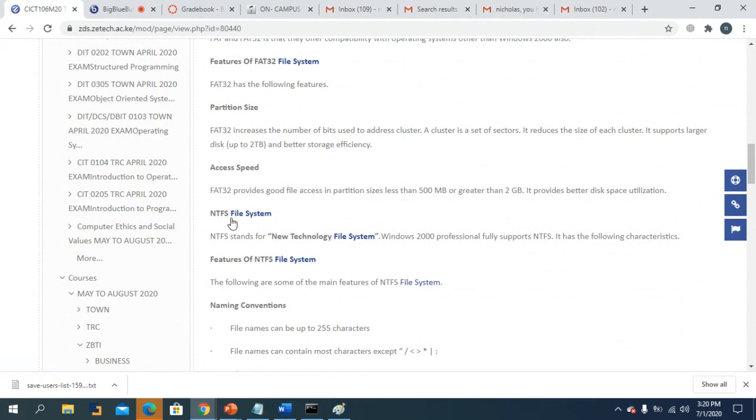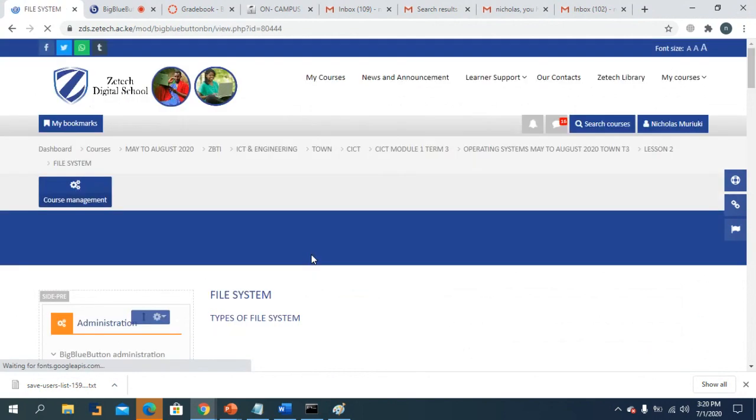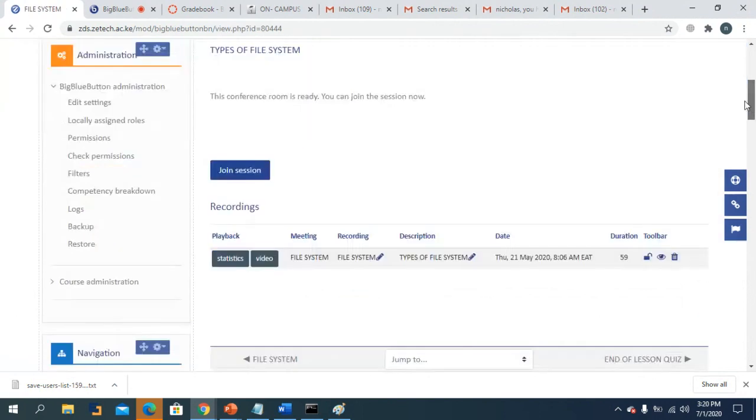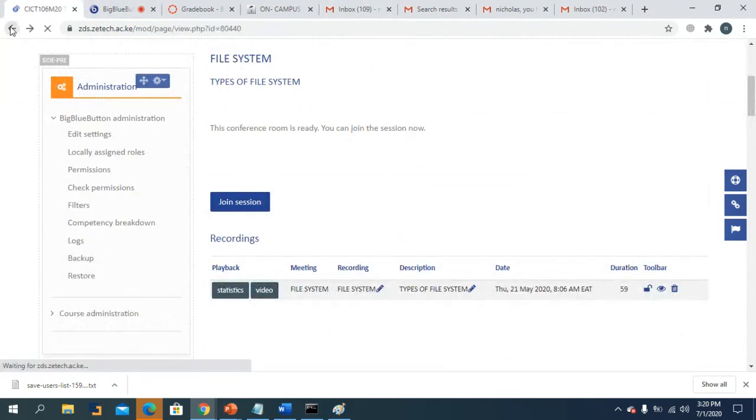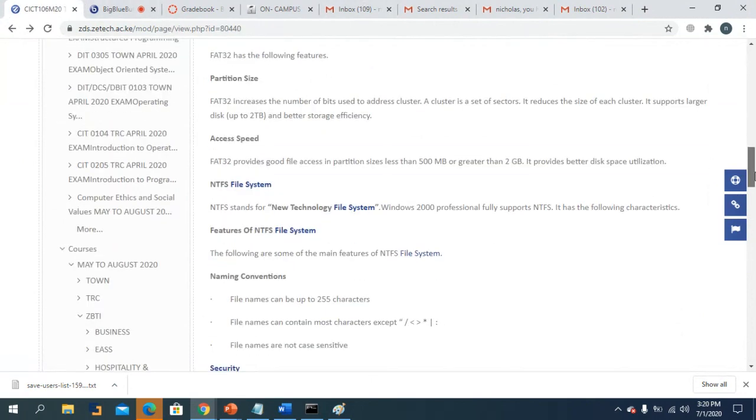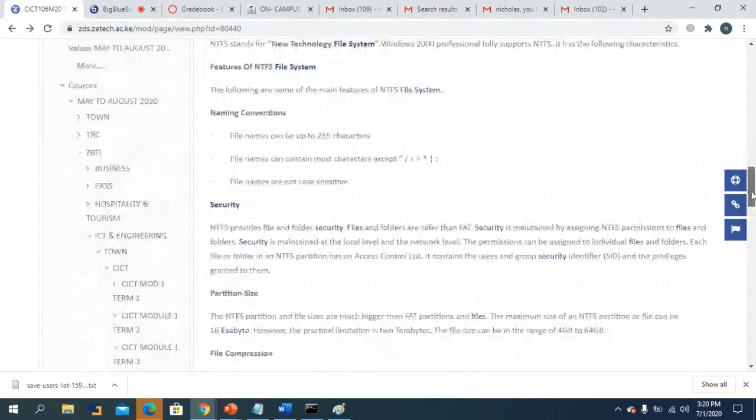The next one was NTFS, New Technology File System. The New Technology File System was able to provide security on different levels of access. These different levels of access, we are looking at naming, which was able to accommodate 5 characters and these symbols that we have here. When you look at security, it was able to provide security at folder level, which is now safer than when you use the FAT method, or FAT file system.